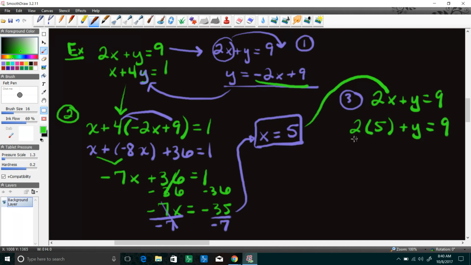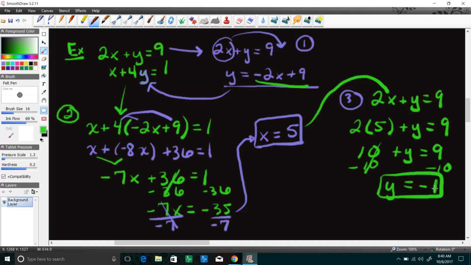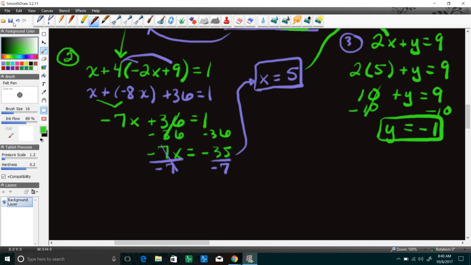And I simplify this, so 2 times 5 is 10 plus y equals 9. I'm trying to solve for y, so I'm going to move my 10, so minus 10, minus 10. And so y is equal to 9 minus 10, which is negative 1. So y is equal to negative 1. So that means that my solution for this one, I'm going to scroll down just a little bit. My solution for this particular system is x equals 5 and y equals negative 1.